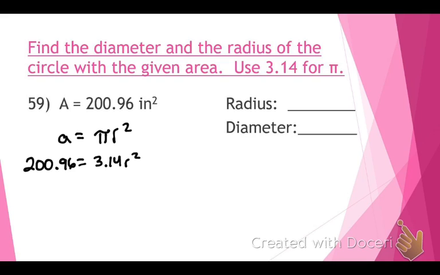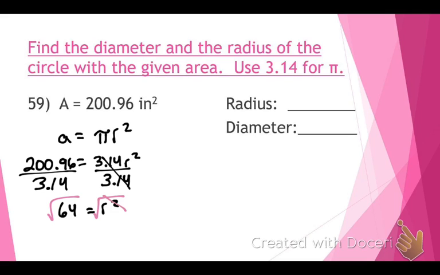How do I get that r by itself? Divide by 3.14 on both sides. This side cancels out. I'm left just with r squared equals what? 64. Okay, am I done? No, you've got to square root 64, which equals 8, and 8 would be your radius. Because we're trying to get rid of that square, a square root is the opposite. The square root of 64 is 8. So let's plug it in over here. 8 what, Carson? 8 inches.